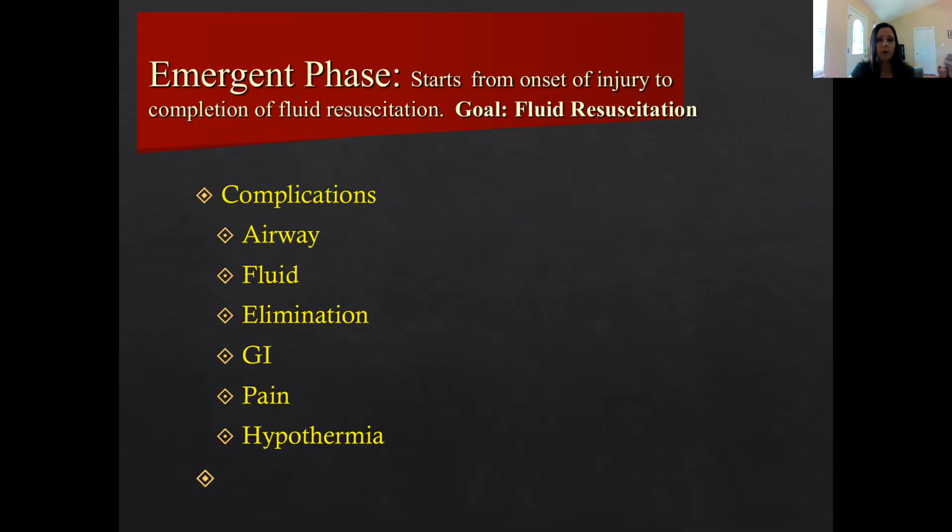So remove all their clothing and jewelry. Clothing can help smolder the fire, or hold the fire in, hold the heat in. Take the clothing off, take jewelry. Also, jewelry and clothing can be like a tourniquet when the edema happens. So you want to get it off before edema happens.